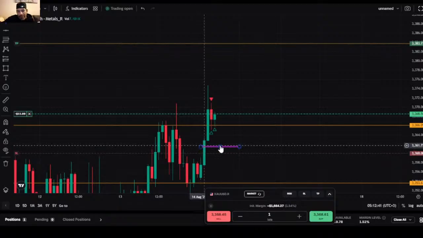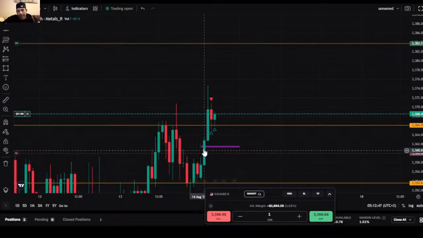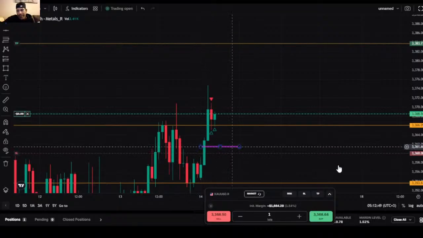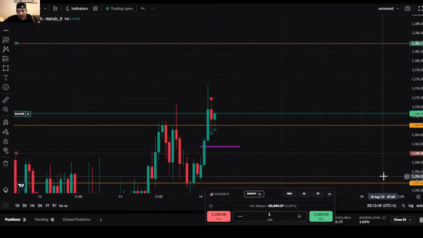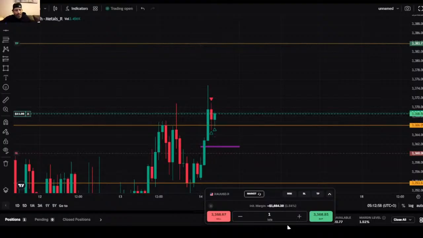Yeah, I marked this. This was that 15-minute FVG. It's a small one. But I got my stops just below that there. So it's an 80, what is it? It's like an 85 pip risk. Yeah, gang, we're in it now.